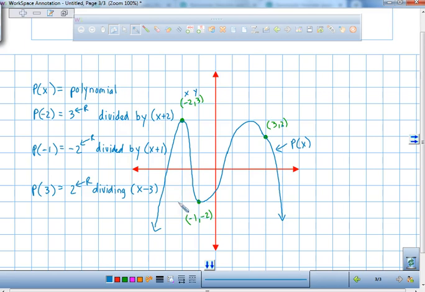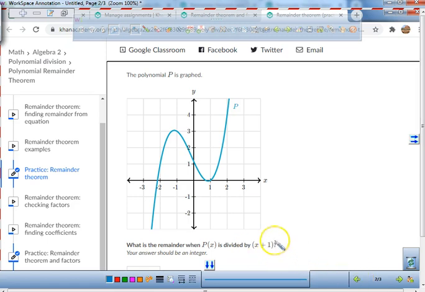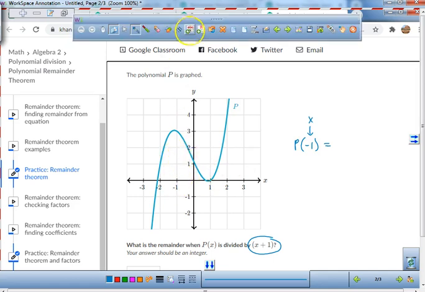So can I go back to our actual Khan Academy question so you guys can see how easy it is? This is one of the easiest questions as long as you know what you're doing. Let me go back. What are we dividing by? x plus 1. So literally we're trying to find P of -1 because we're dividing by x plus 1. If that's my x value, what's my y value? 3. That's my answer.